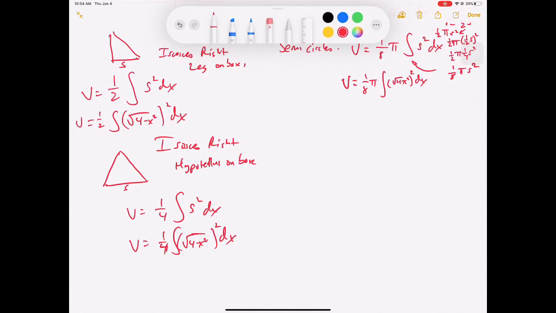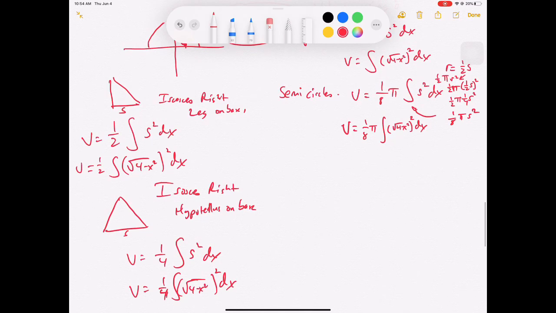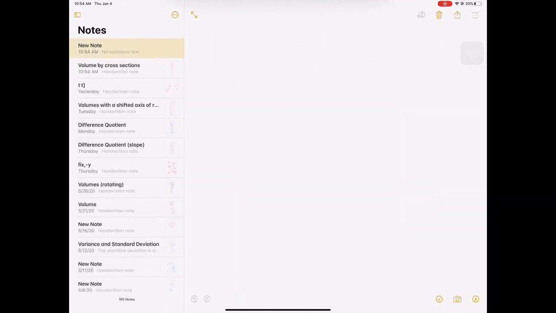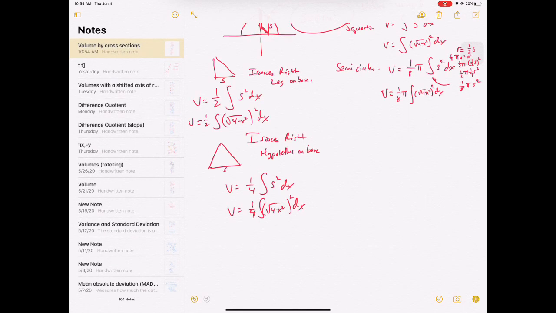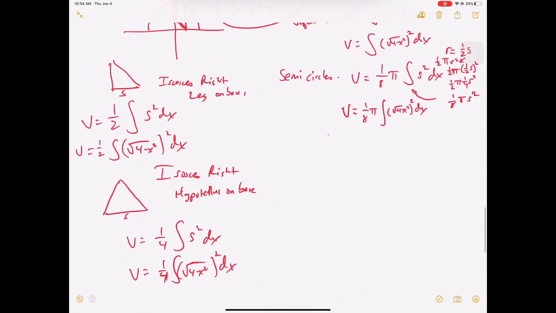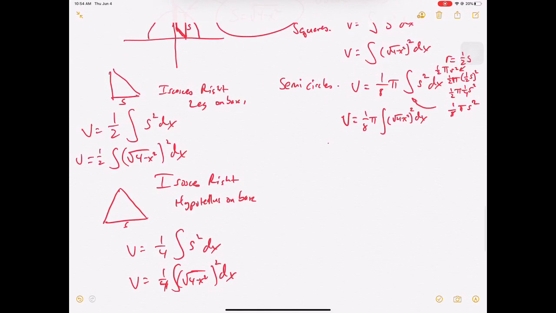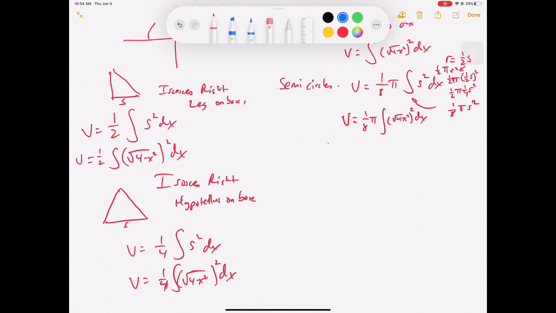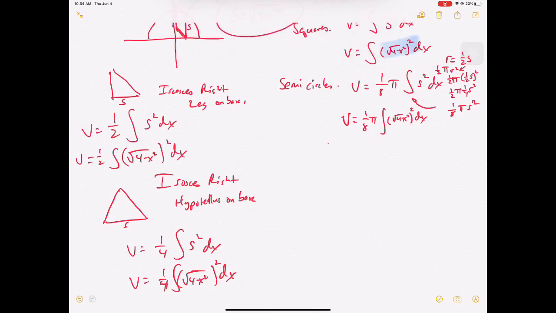If you look at our 4 answers here, they all have the same s squared property. S squared, s squared, s squared, s squared. The constant in front changes depending on the shape. Okay, thank you very much.